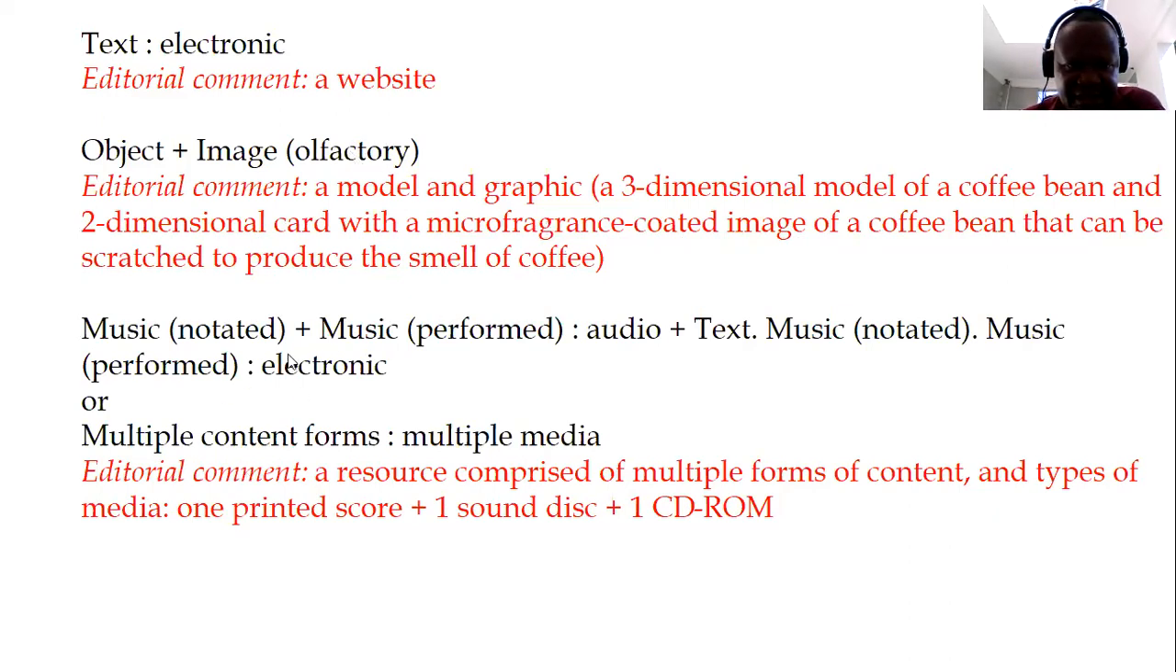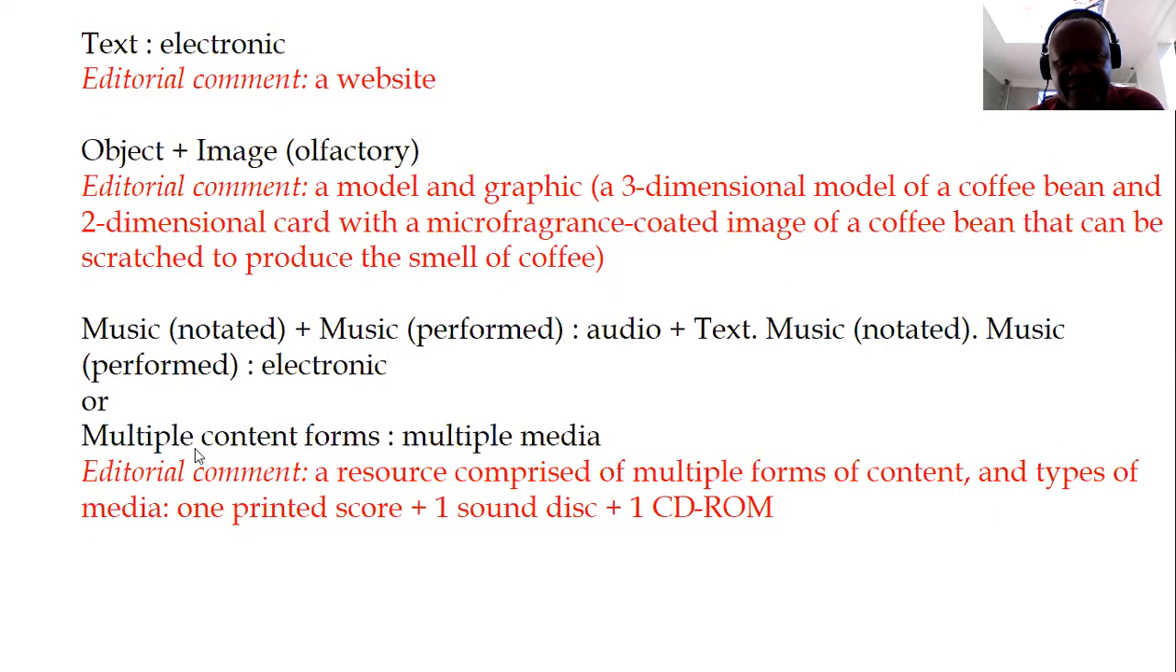Then in the next example, you can see it is too complex. There is music which is notated, there is music which is performed, and then the media type, it is audio. So from here to there, it is one set. Then we add another test where it is text, and it is also music, which is notated. Then there is music, which is performed, and it is electronic. It is rare that we shall get materials which are that complex. But in case we get them, that is how we transcribe.